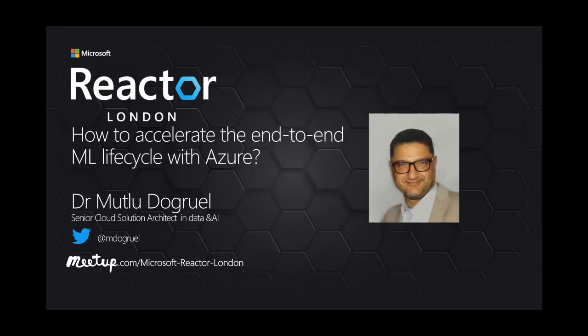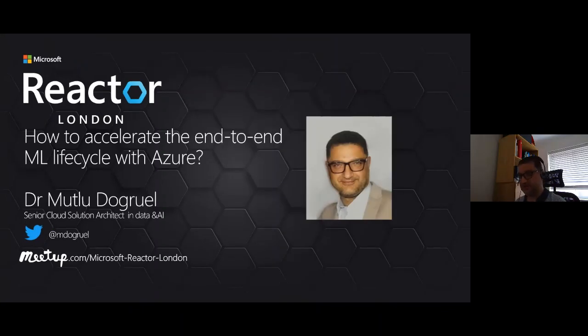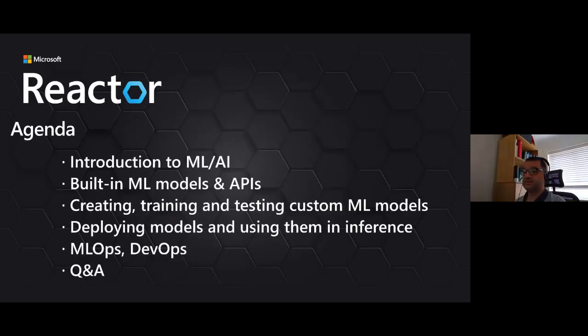So, good afternoon, everybody. Thank you for joining this session. My name is Mutlu Doğrel, as Emma introduced. I'm a senior cloud solution architect in data and AI working in Microsoft UK. As a CSA, I look after data and AI services, but also DevOps and serverless technologies. Prior to joining Microsoft, I did a PhD in bioinformatics, which involved the application of machine learning in computational biology problems. Today, we are going to talk about how to accelerate the machine learning end-to-end life cycle with Azure.